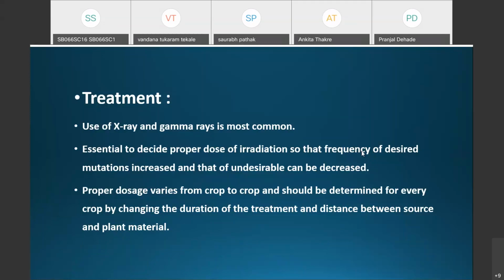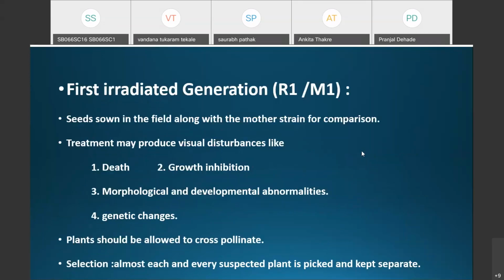Okay, that is about the treatment. Then after the selection of the plant material, they give the treatment with the proper dose to the plant material. Then the actual field work starts.